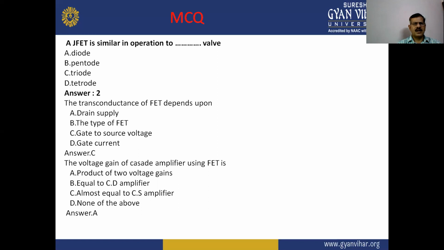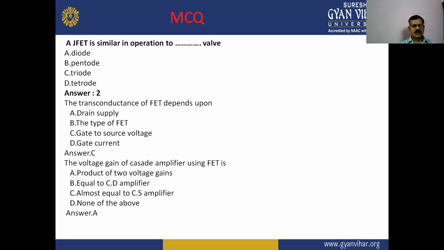Next, the transconductance of a field effect transistor depends upon: option A, drain supply, option B, the type of FET, option C, gate to source voltage, and option D, gate current. So the correct answer here is option C, gate to source voltage, because in a field effect transistor the transconductance depends on the gate to source applied voltage.